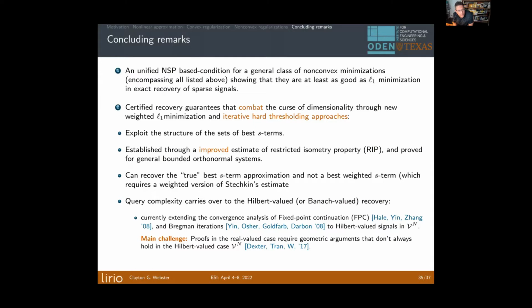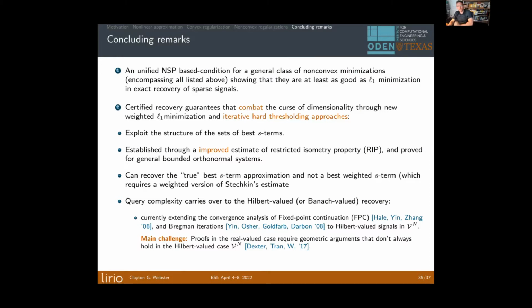We utilize this improved estimate of the RIP. And the nice thing is, as I pointed out, we can recover the true best S-term approximation and not, say, a weighted version, which then requires a weighted version of the Stechkin estimate. And we've also shown that this query complexity carries over to the Hilbert-valued case, or even Banach-valued recovery. And as I mentioned earlier, we are extending the notion of the fixed point continuation and Bregman iterations to this Hilbert-valued case.